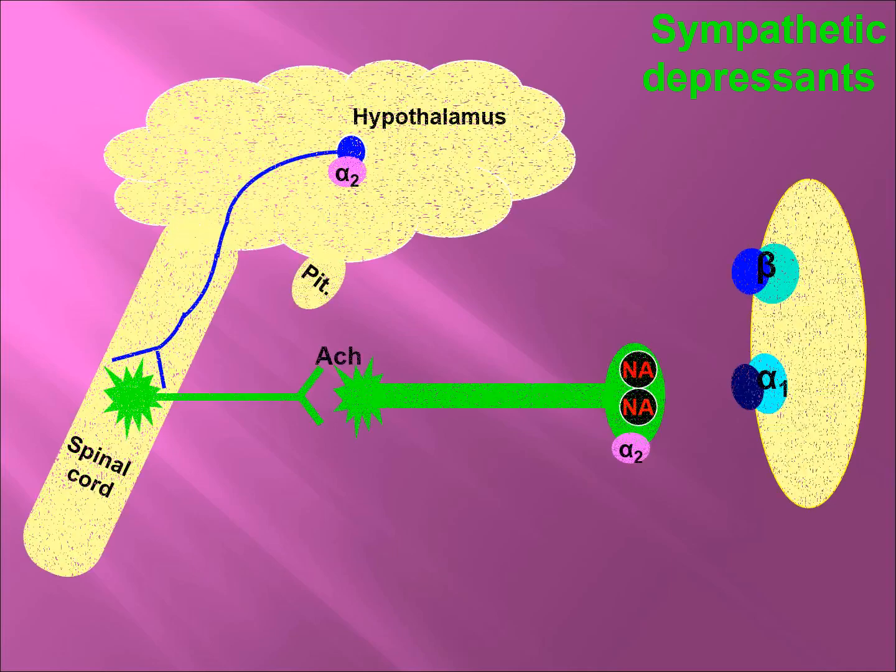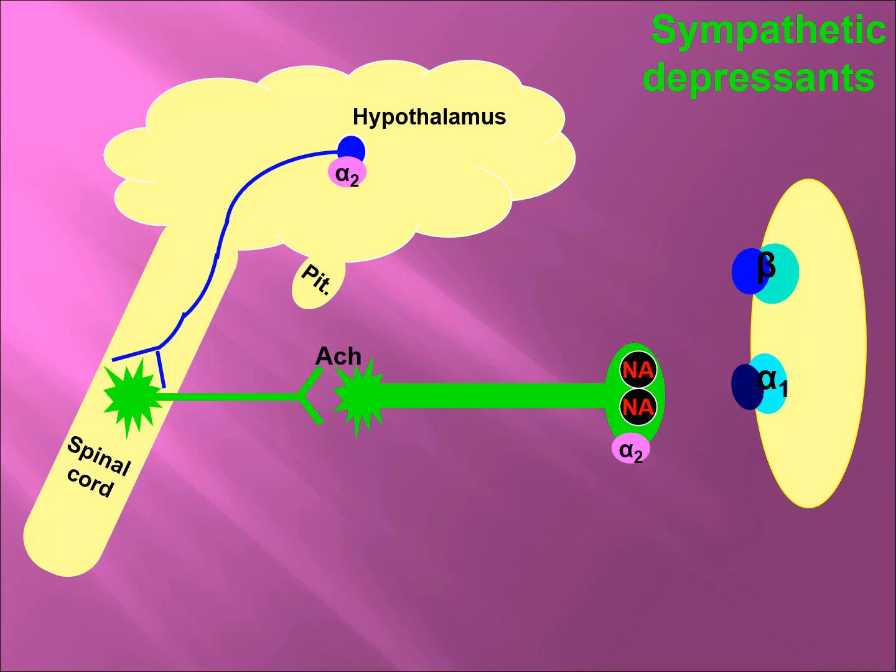Sympathetic depressants. Sympathetic tone arises from the vital center in the vasomotor center, then passes through sympathetic ganglia, then the sympathetic nerve ending to release noradrenaline, which acts on alpha and beta receptors. To decrease sympathetic activity, we have adrenergic receptor blockers. We have drugs which block beta, drugs which block alpha, and drugs which block both alpha and beta.